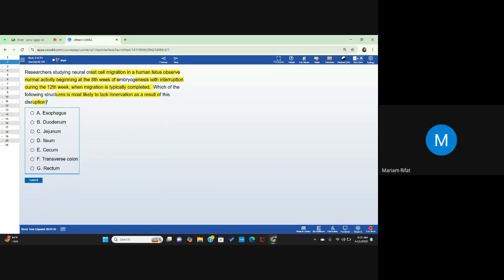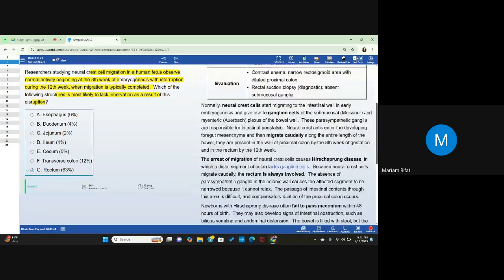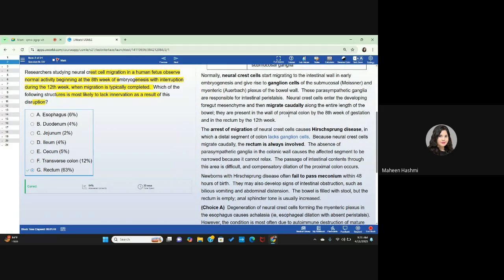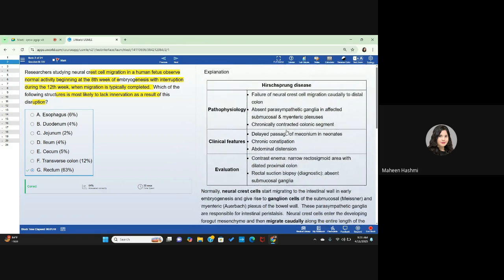Rectum, because of Hirschsprung's disease, lack of innervation, lack of migration of the neural crest cells. So it involves the rectum. Again, very easy. We know that neural crest cells enter the developing foregut mesenchyme, and then they migrate caudally along the entire length. They're present in the wall of the proximal colon by the 8th week of gestation, and they reach the rectum by the 12th week. If you have a lack of ganglionic cells, it results in Hirschsprung disease. Again, the start is very important, so go through it.